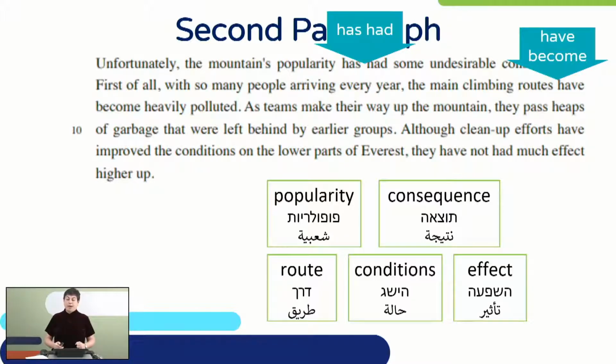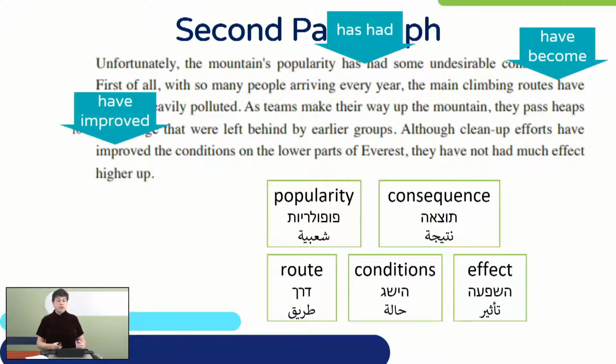As teams make their way up the mountain, they pass heaps of garbage that were left behind by earlier groups. Here we're specifically saying the earlier groups dropped their garbage and walked away. Specific action in the past. The influence on now is that the heavy pollution, the garbage, stays there. So the action of earlier groups leaving the garbage, and although cleanup efforts have improved the situation on the lower part, they have not had much effect higher up.